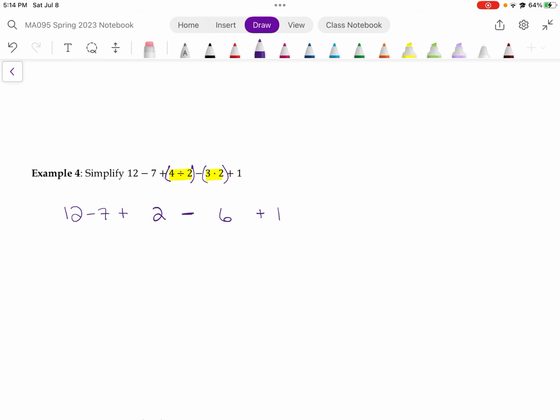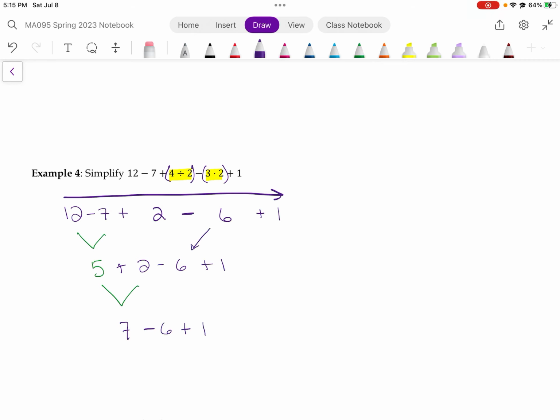Okay, so now we're going to go left to right. Left to right. Okay, so I'm going to do this the long way. So 12 minus 7 is 5. All right, then we've got plus 2 minus 6 plus 1. So now I'm going to do the next two. 5 plus 2 is 7 minus 6 plus 1.